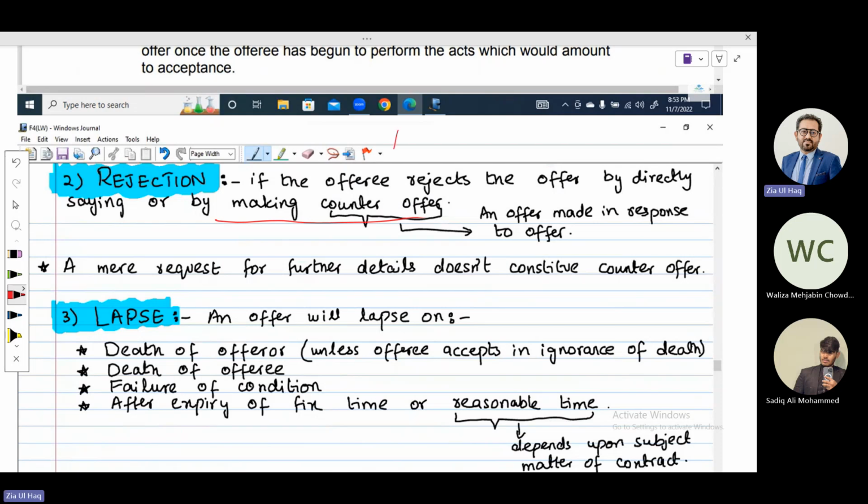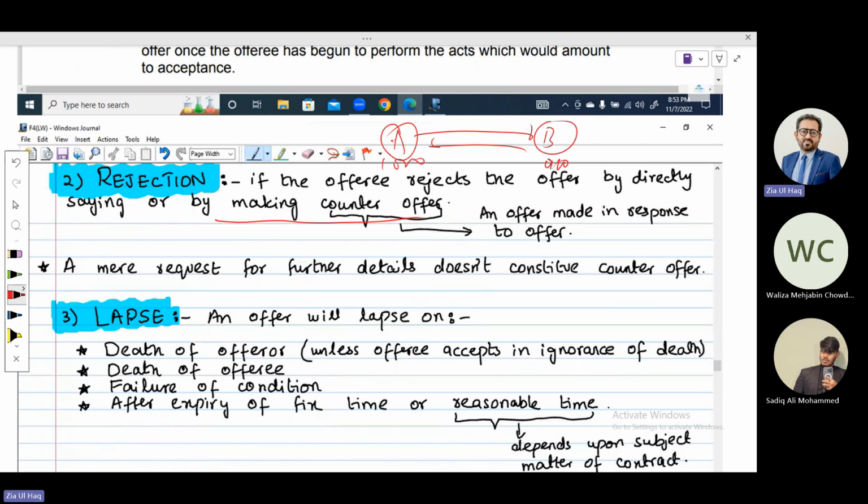A makes an offer to B: I want to sell my mobile for 1000. If B rejects, the offer is terminated. If B says no, I want to buy it for 900, this means he made a counter offer. So the first offer of selling at 1000 was rejected.